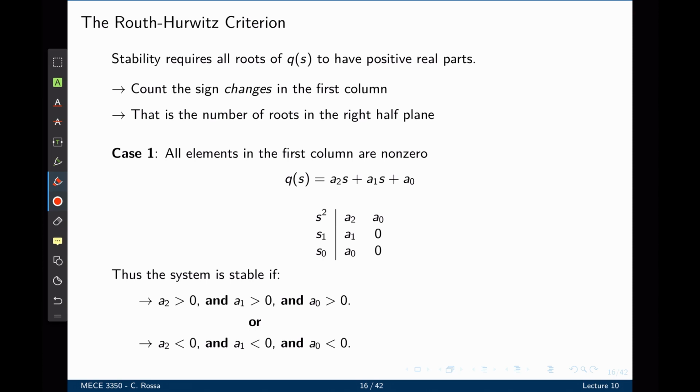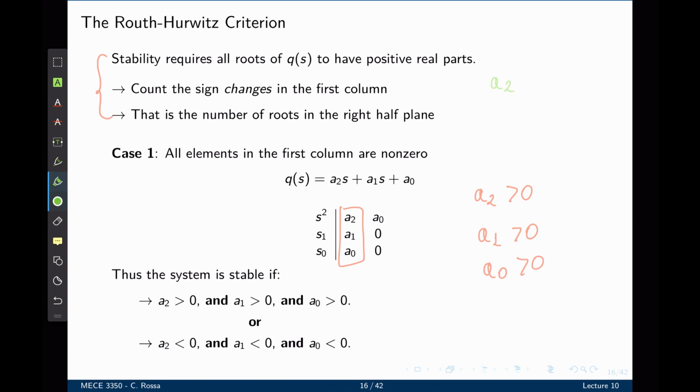However, there are some special cases that we need to consider. But as a summary, we can say that stability requires all roots of the characteristic equation to have negative real parts. Count the sign changes in the first column, and that is the number of roots in the right half plane. Any sign change indicates an unstable root. Let's now consider these special cases. In case 1, all elements in the first column are non-zero. For example, this one. If A2 is greater than 0, then the system is said to be stable if A1 is greater than 0 and A0 is greater than 0, so that there are no sign changes in the first column.